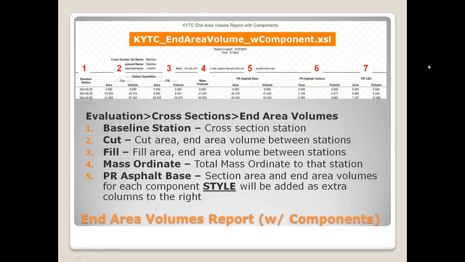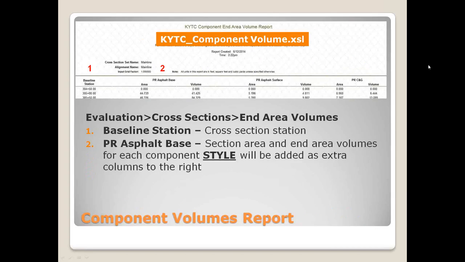And with the asphalt base, we have in the new XIN file, we've created I think 3 or 4 different base styles, so you can break out your bases if you want to. So if you had 3 base courses, you can give them asphalt base 1, 2, and 3, and it'll report each one of those individually. The last one is just the component volumes, so if you don't care about the cut and fill right now and you just want to look at your component volumes, you use this style sheet, and it's the same way you do the end area volumes.